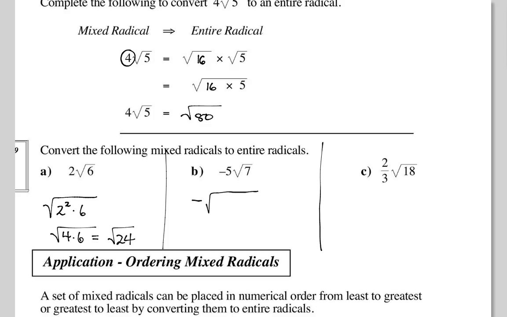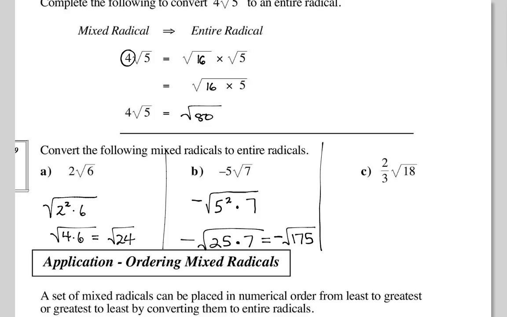What goes inside? Just the 5 squared. What does that negative on the outside even mean? It's just a negative 1. That's all it is. 5 squared is 25, and then 25 times 7, 175. Okay, and the negative just stays on the outside.